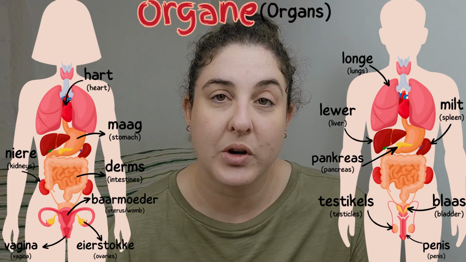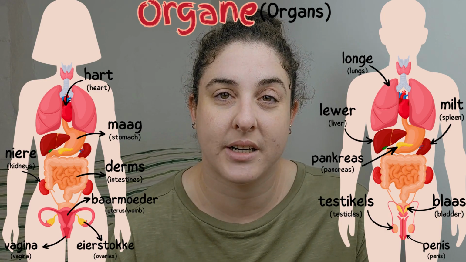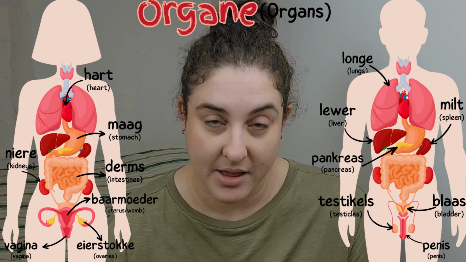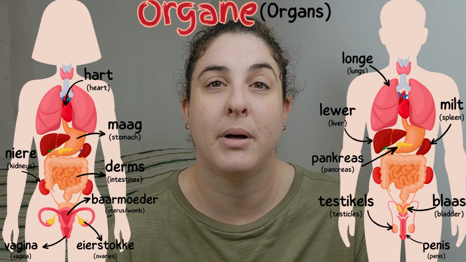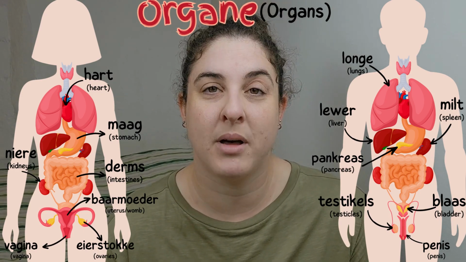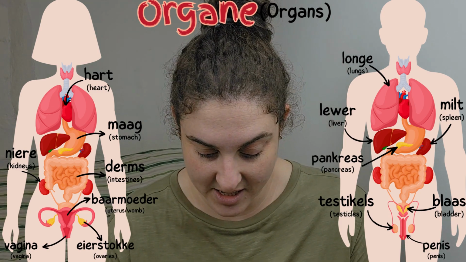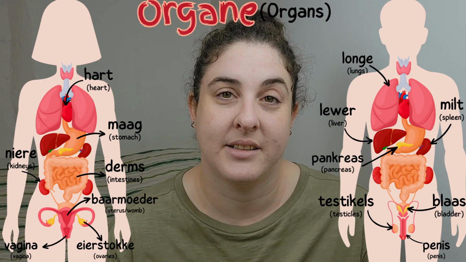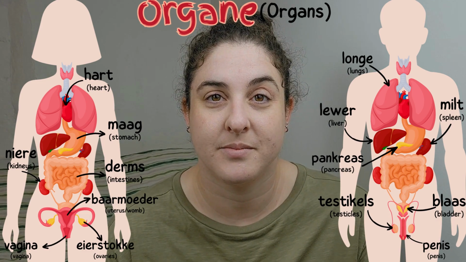Then we look at the liver. That word is lever in Afrikaans. Then the spleen is milt. And the pancreas is almost the same, pancreas. And then we come to the last word, which is the bladder, and that is blaas.